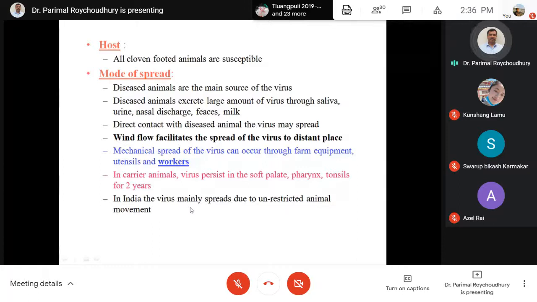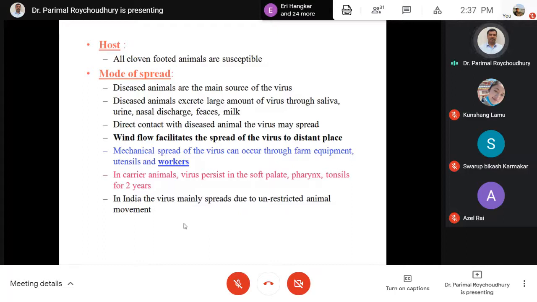However, it's not impossible. Many countries have shown that they totally contained and eradicated the disease from their country. Another aspect in our country, as seen and depicted in the literature, is unrestricted animal movement. Animals with carrier status can disseminate the infection to a distant place during transportation. So these are the different modes of spread recorded for foot and mouth disease virus.